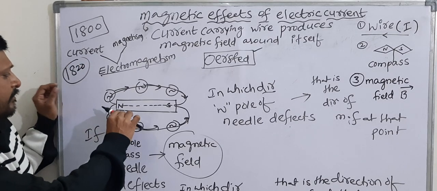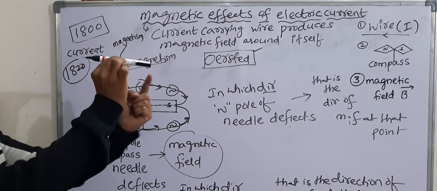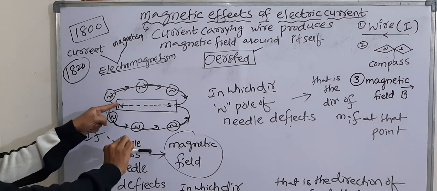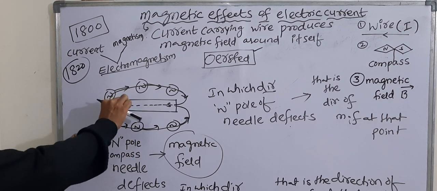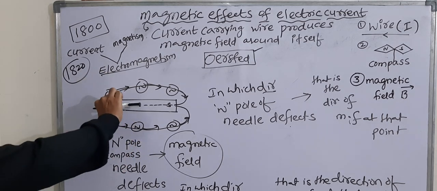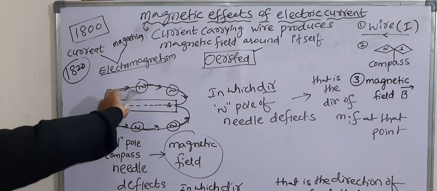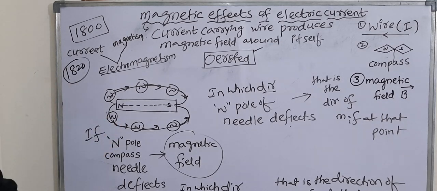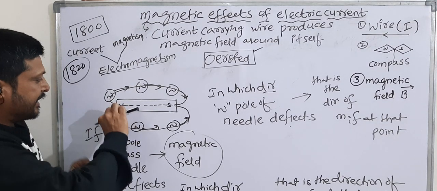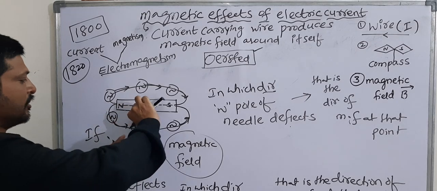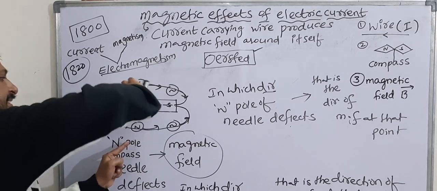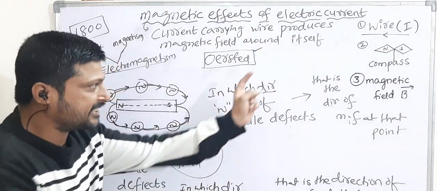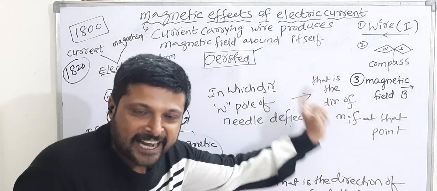See here, suppose this is north, this is south. This is a magnetic compass needle. So place here, this is north. The north pole of the bar magnet repels the north pole of the needle. So the north pole of the needle deflects in this direction. So this is the direction of the magnetic field. And place here, see here, this is north, it repels north. So the north pole again deflects like this. So this is the direction of the magnetic field. In which direction the north pole of the needle deflects, that is the direction of the magnetic field at that point.